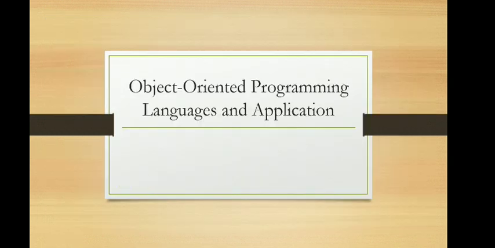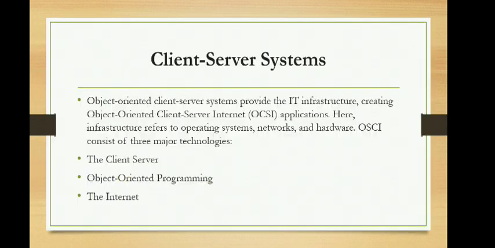Next is object-oriented programming language and application. And the first one is client-server system. Object-oriented client-server system provides the IT infrastructure for creating object-oriented client-server internet, or OCSI, applications. Here infrastructure refers to operating system, networks, and hardware. OCSI consists of three major technologies: the client-server, object-oriented programming, and the internet.